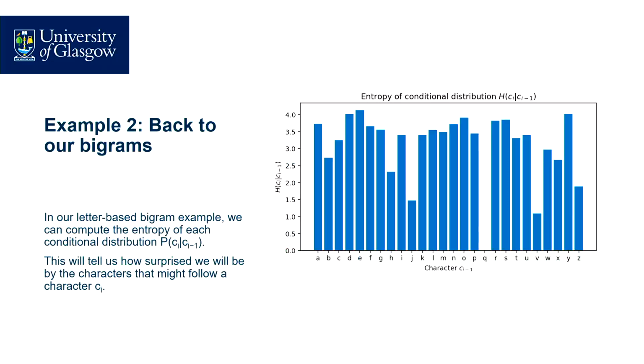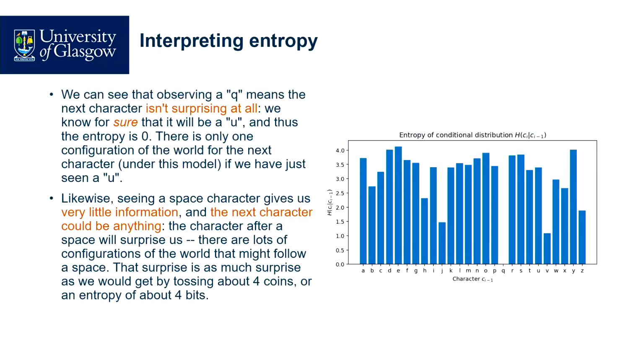So if we go back to the diagrams, we can also have a look at how we can apply that here. We go back to the letter-based diagram example, where we can now calculate the entropy of each conditional distribution P of Ci given Ci minus 1, which can tell us how surprised we will be by the character that might follow a character Ci. When we do this, we can see that observing a Q means that the next character isn't surprising at all, because we know for sure there's going to be a U, since that is the only possibility in the English language. Therefore, the entropy here is exactly 0. There's only one configuration possible.